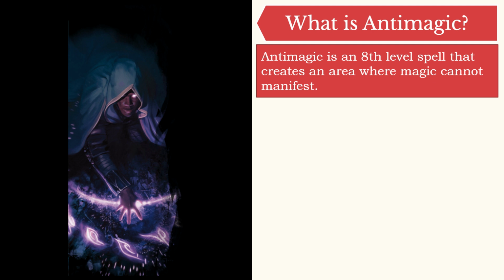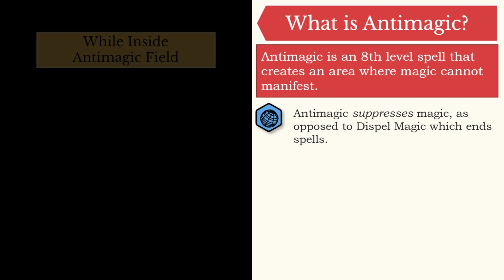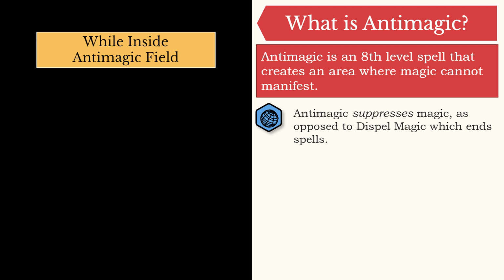Anti-magic is an 8th level spell used to temporarily suppress the effects of magic in an area. It differs from Dispel Magic in that Dispel Magic permanently ends one specific type of magic, being spells and only spells, and Anti-magic is more like a pause button for all magical effects, and is not limited strictly to spell magic. Anti-magic fields have the following characteristics.